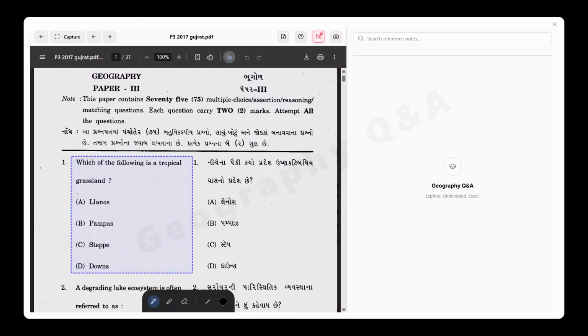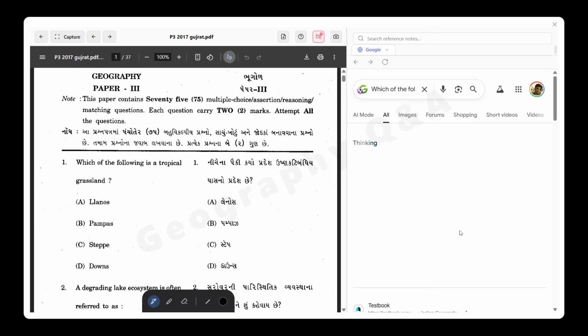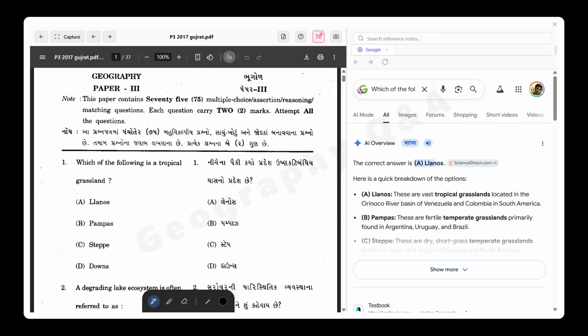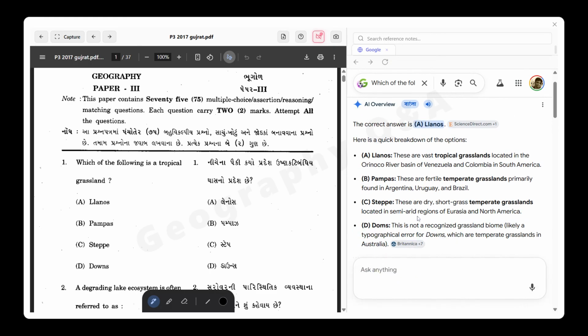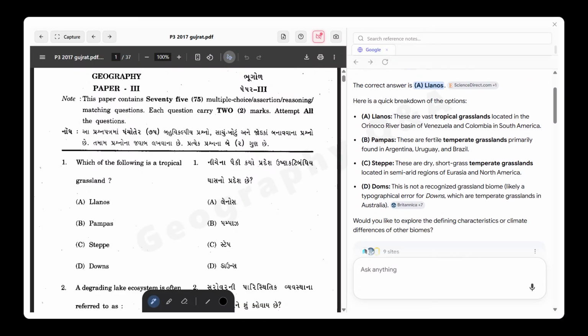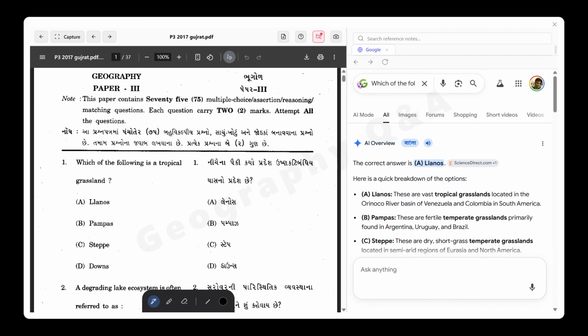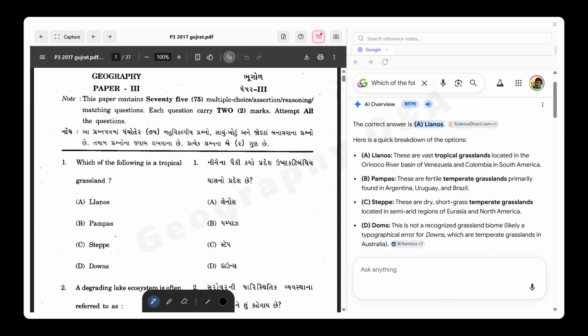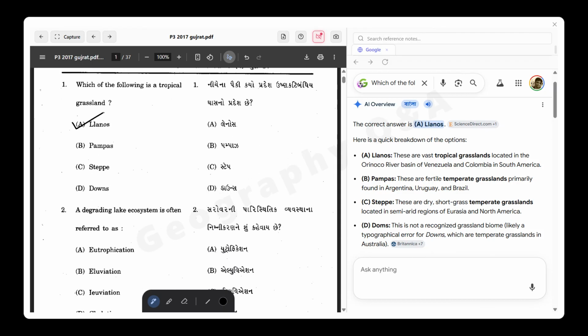We can get details about each and have a detailed understanding of the topics. Llanos is the tropical grassland. Pampas is a temperate grassland. Steppe is also a temperate grassland, and Downs is not a recognized grassland. So Llanos is the correct answer for the first question.